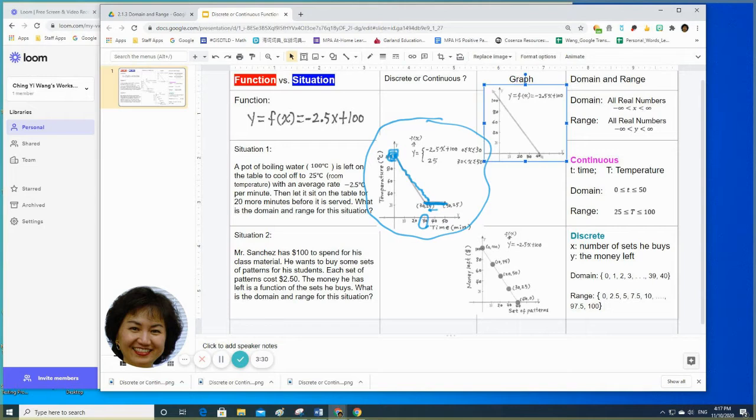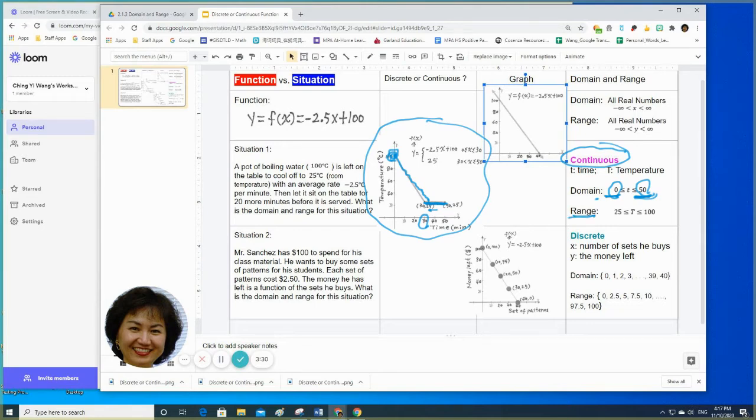First, we have to know it is a continuous situation because the time does not stop. The time goes from 0 minutes to 50 minutes. You do not have negative time. And after 50 minutes, the water is served. So no more water. That is our domain, from 0 to 50 minutes.